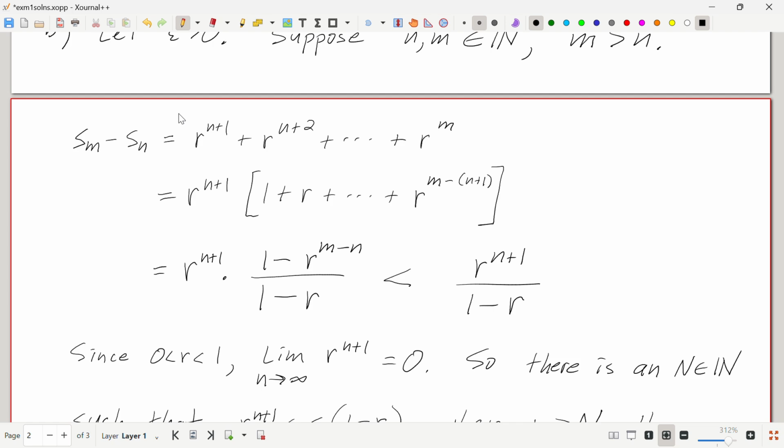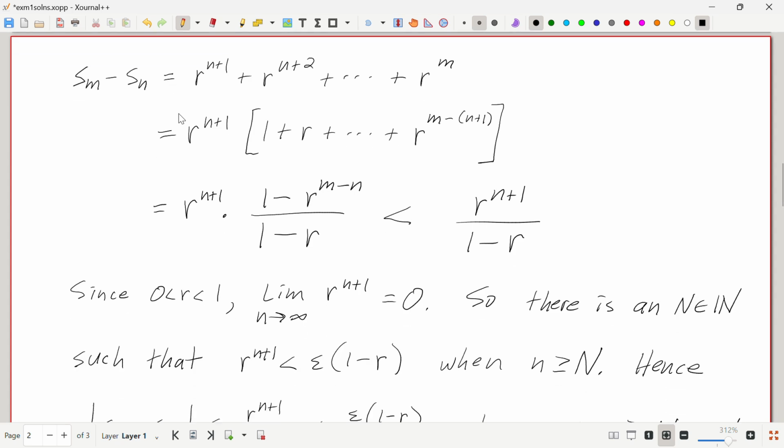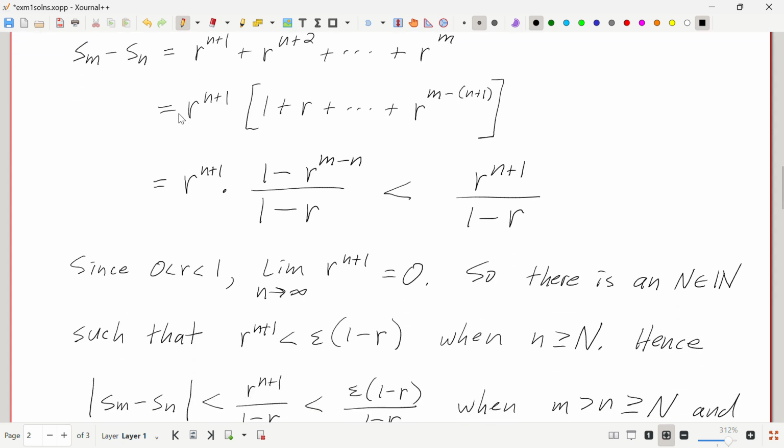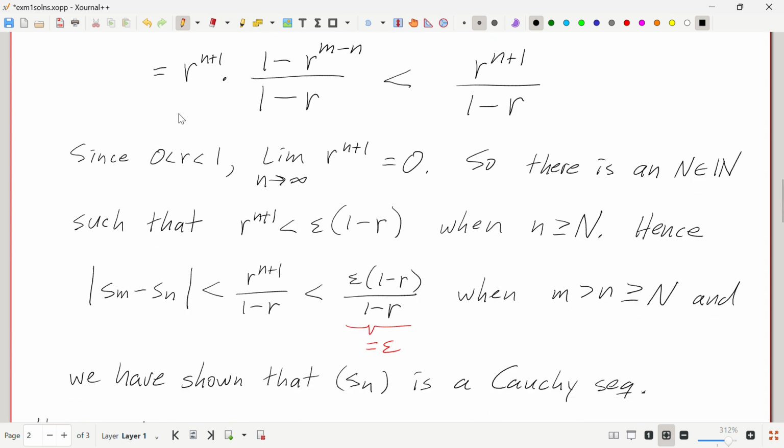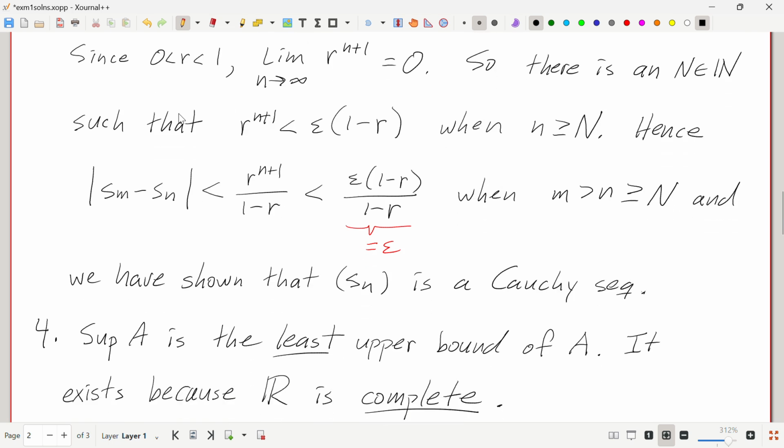Okay, and that thing on top goes to 0. So I can find an n such that r to the n plus 1 being less than epsilon wouldn't be enough. I want it to be less than epsilon times 1 minus r, so that I can make that thing cancel and get left with epsilon when n is bigger than or equal to capital N. Hence, when I do that, I'd get that Sm minus Sn is less than epsilon when n and m are bigger than N. And that's what it means to be a Cauchy sequence. Questions about that?